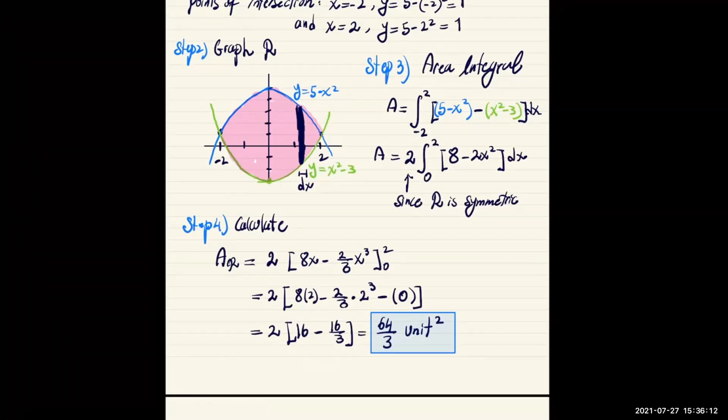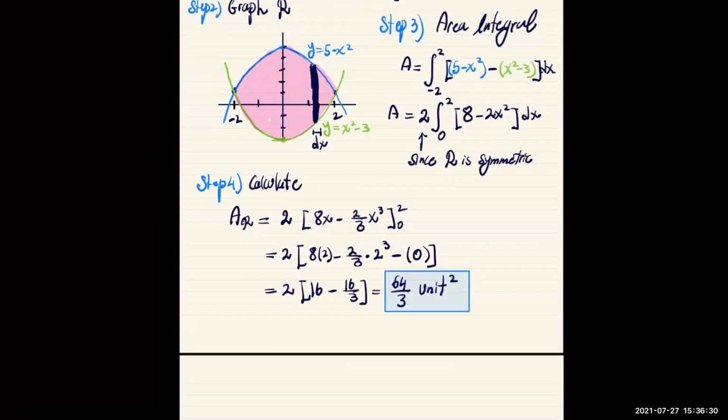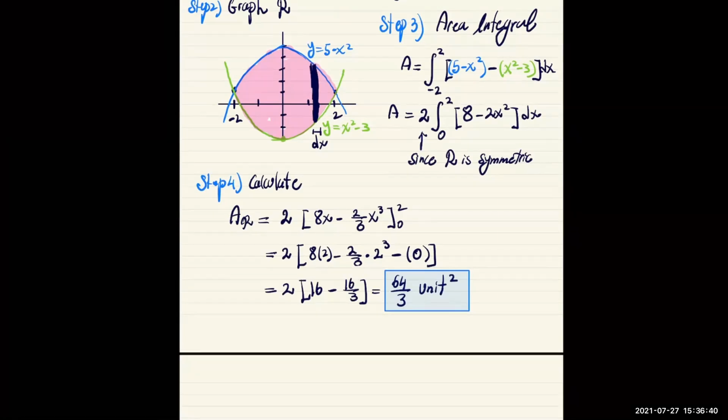Yeah, so sometimes we have what's called a compound region. And for that, we have to be careful with the graph and how we set up the area integral. A compound region is a region where the top and bottom boundaries are not always consistent. The top and bottom boundaries are just different sometimes.